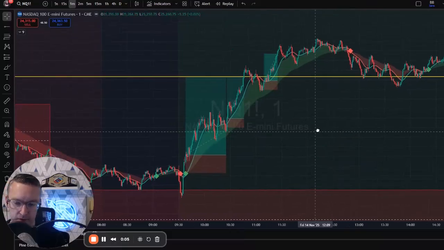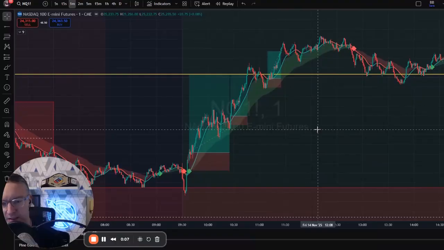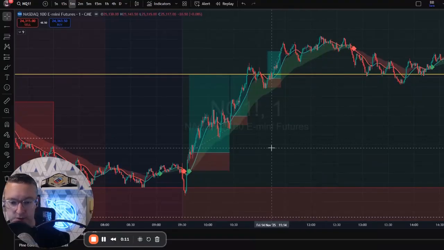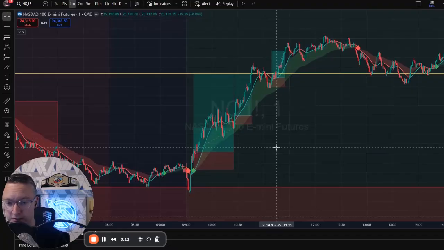Super excited to go over this with you today because this is a very, very simple strategy using my King's Cloud indicator, which is currently in beta. Hopefully, I'll be releasing this soon.